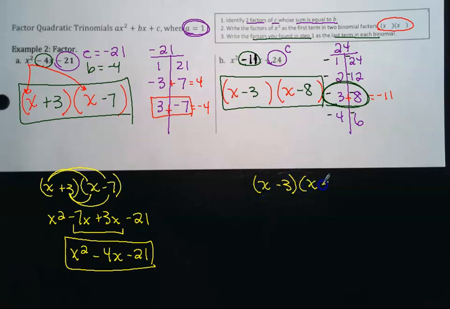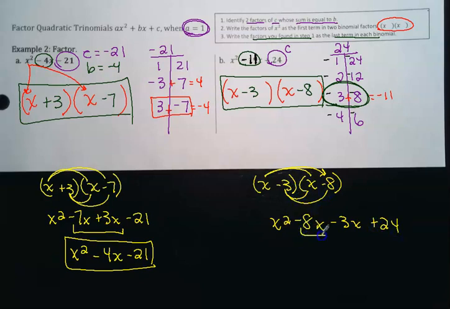just FOIL those two binomials back out. So x times x is x squared. X times negative 8, negative 8x. Negative 3 times x is negative 3x. Negative 3 times negative 8 is a positive 24. Combine your like terms. You've got x squared minus 11x plus 24. The exact same thing you started with once I fixed it, right? Told you that I had a typo.